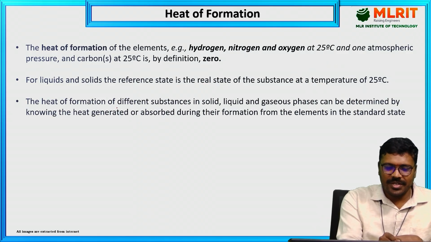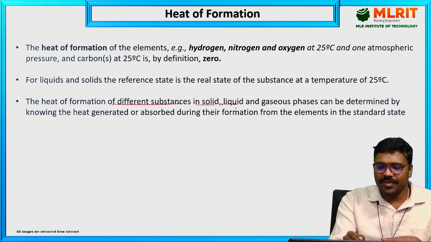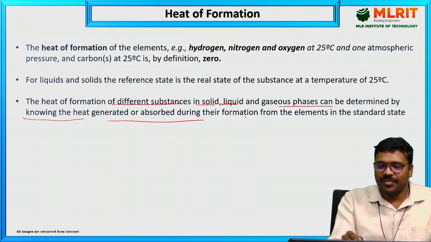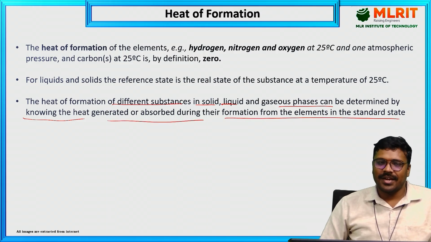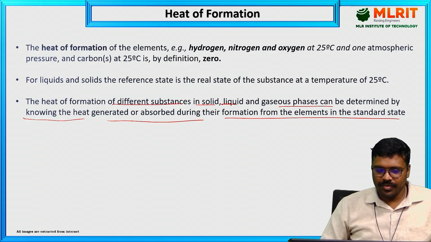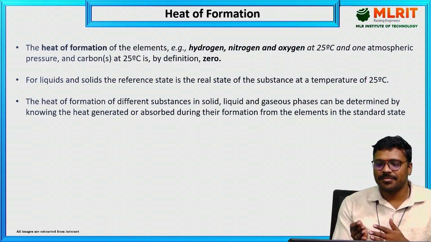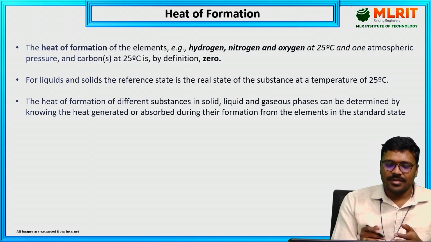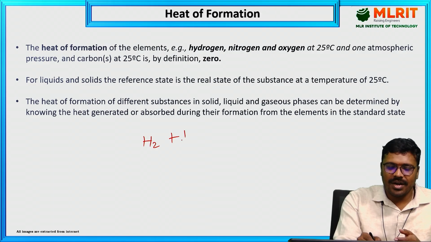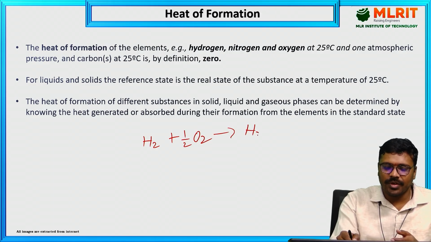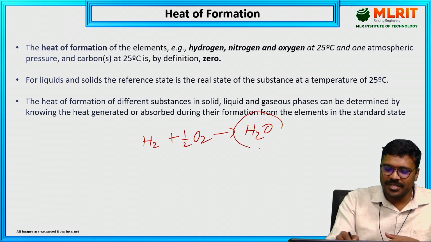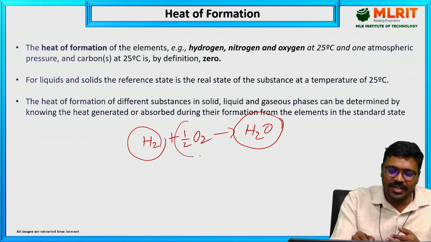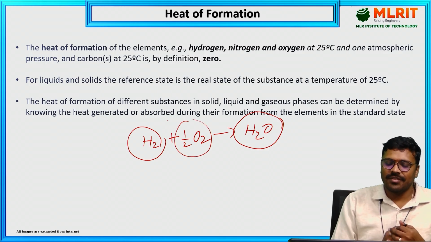And the heat of formation of different substances in solid, liquid and gaseous phase can be determined by knowing the heat generated or absorbed during the formation of elements in the standard state. We can easily calculate the heat of formation of any substance by knowing the heat of formation of the basic elements. So here, H2 plus half O2 is giving H2O, right? Here we have to calculate the heat of formation of H2O. How do you find the heat of formation of H2O? If you know the heat of formation of hydrogen and the heat of formation of O2, then we can easily calculate the heat of formation of H2O.